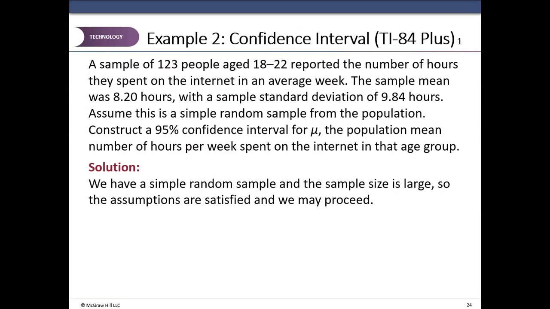Assume this is a simple random sample from the population. Construct a 95% confidence interval for mu, the population mean number of hours spent per week on the internet in that age group. First thing we have to realize is that the sample size is 123, which is much greater than 30. So we can assume this simple random sample came from a bell-shaped distribution, or a normal distribution. So it meets the requirements of this chapter.